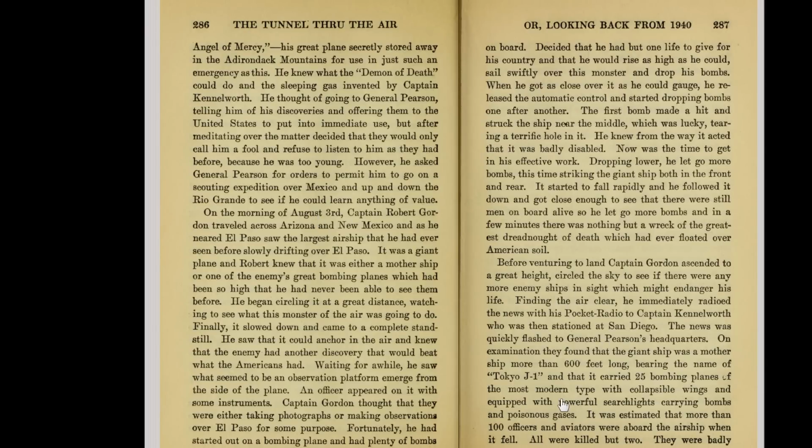Okay, getting back actually to the Tokyo J-1. It's described here dramatically as the biggest, the greatest dreadnought of death which had ever floated over American soil. So this is something that's really big and really important. And it's described as a mothership more than 600 feet long, bearing the name Tokyo J-1, carrying 25 bombing planes of the most modern type, and more than 100 officers on board. All were killed but 2.